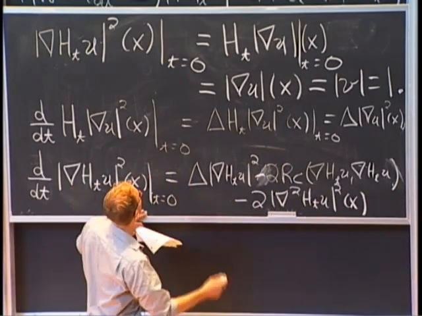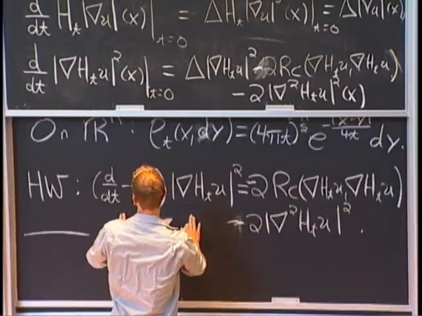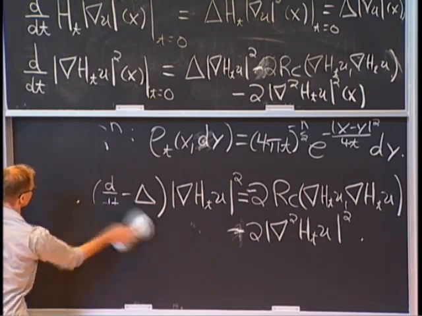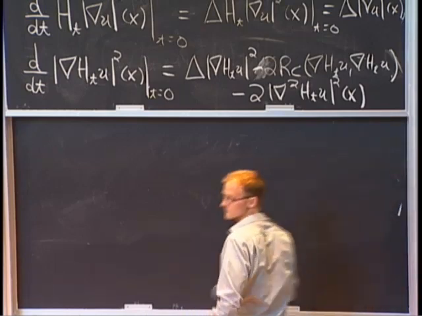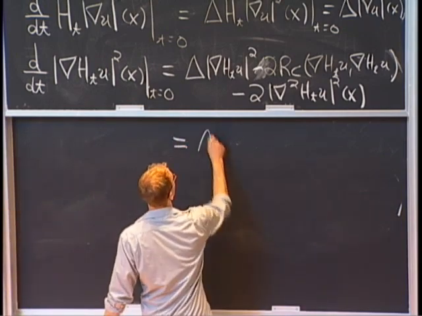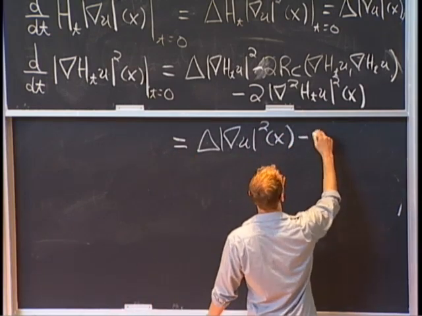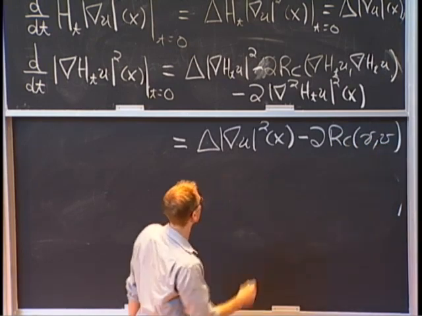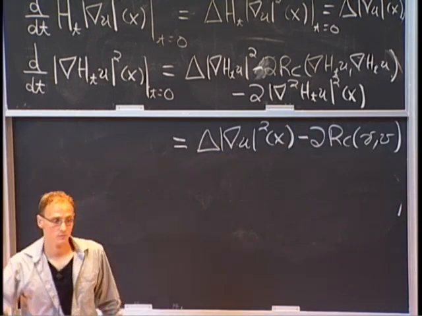But at time t equals 0, what is this thing? Well, that's nothing but the Laplacian of the gradient of u squared at x minus 2 times the Ricci of v, v, minus, well, it's the Hessian of u squared at 0, but this is 0. So it's just this.